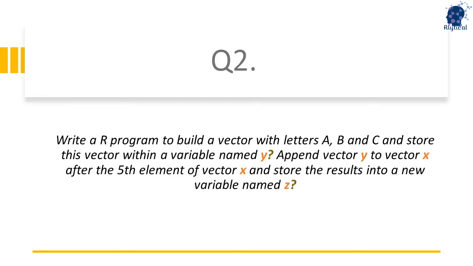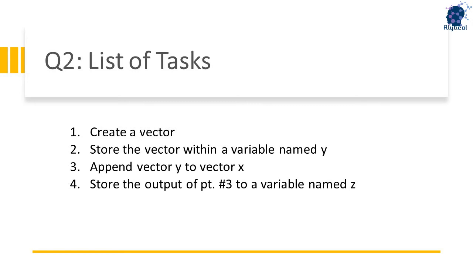Write a R program to build a vector with letters A, B and C and store this vector within a variable named y. Next, append vector y to vector x after the fifth element of vector x and store the results into a new variable named z. There are 4 tasks in this question. Number 1 is to create a vector. Number 2 is to save the results to a variable named y. Number 3 is to append vector y to vector x. And number 4 is to store the vector to a new variable named z.